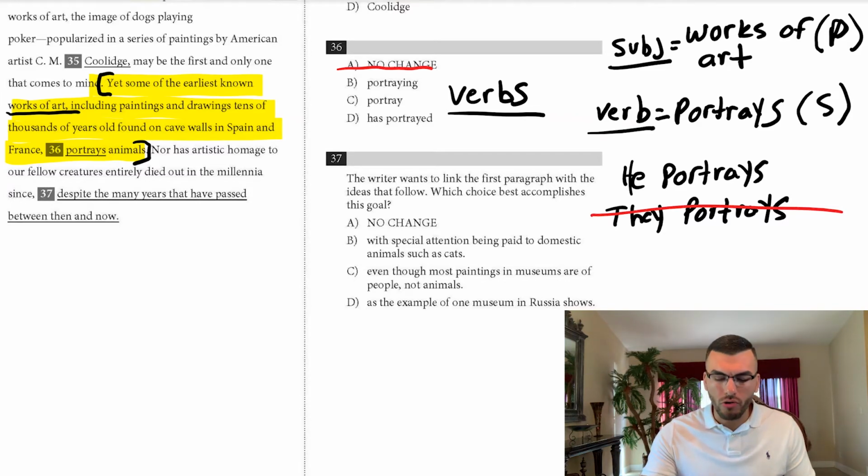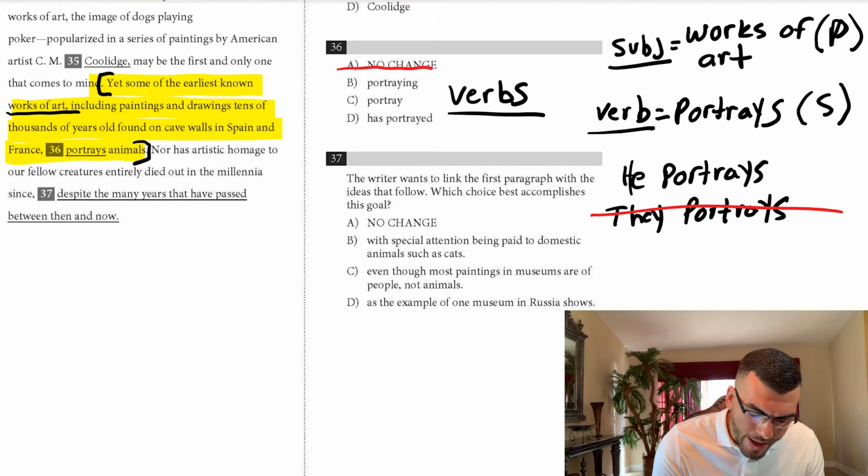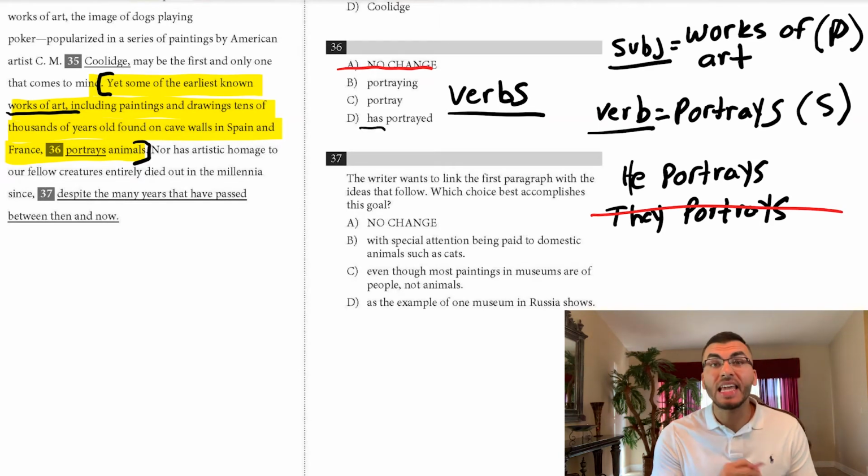We know we need plural. We need the verb to be plural. Is there anything else that's singular? The word has is also singular. Do we say he has or they has? We say he has. He is singular, so that makes has also singular.